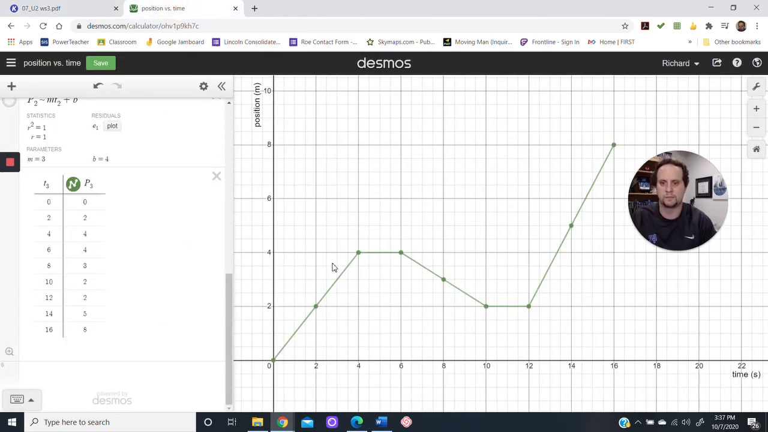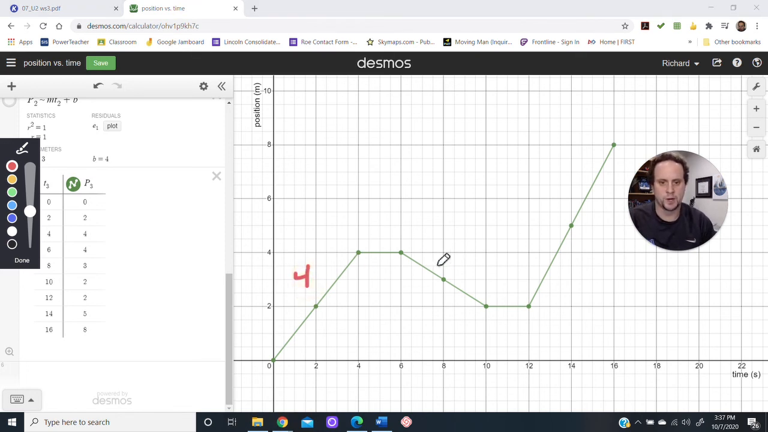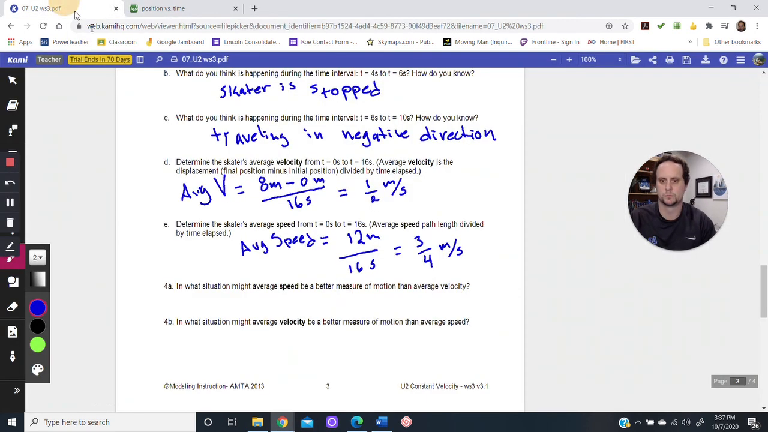Well, I go back to my graph and I can figure out how far they traveled each time. Traveled 4 meters in the first part, traveled 2 meters here, and traveled 6 meters here. So 4, 2, and 6 makes 12 meters total. 12 meters is the distance traveled, the path length, divided by the time. You get a little bit of a different speed. You've got average speed and you've got average velocity. Those two are different. What situation might be better for speed? What might be better for velocity? Go ahead and answer those on your own, and let me know on Remind if you have any questions.